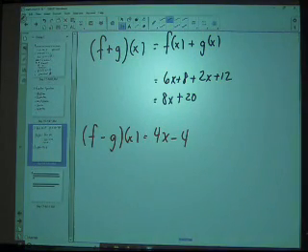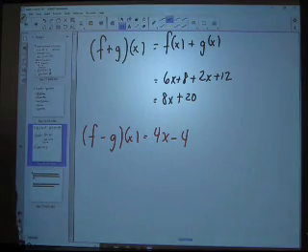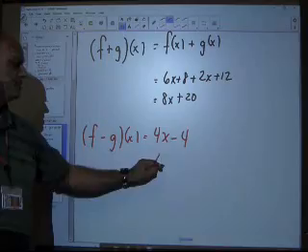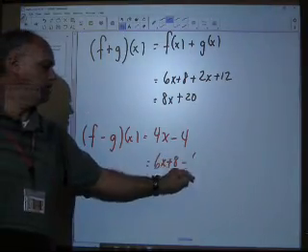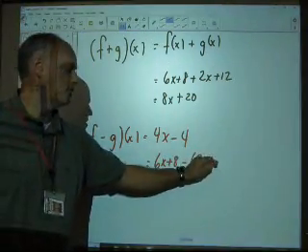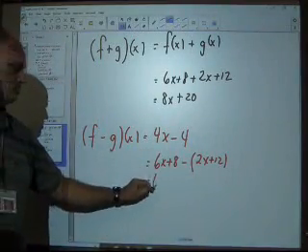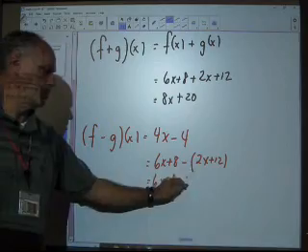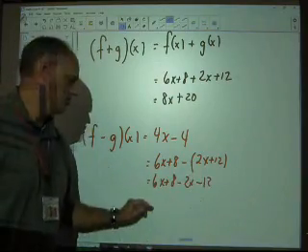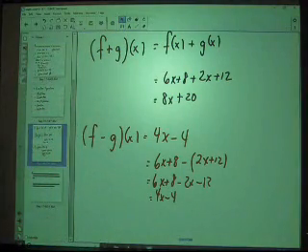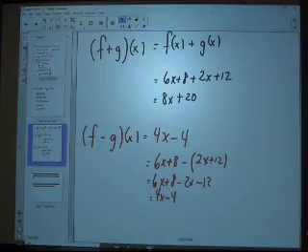Yes? If you put the g of x in parentheses and make all the numbers in g negative, yeah, so it would be 6x plus 8 minus the quantity of 2x plus 12. And yes, the negative changes both those signs. Okay? Not too bad, is it? All right, what was next?